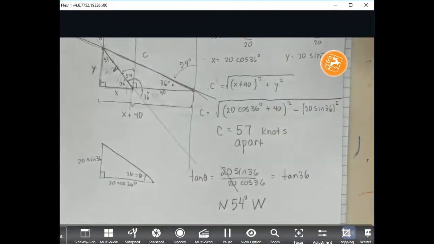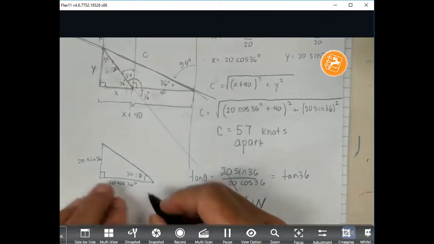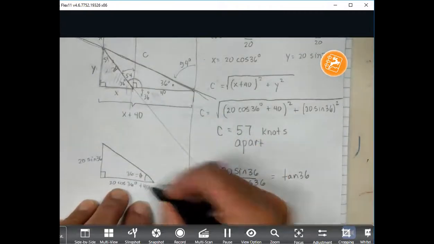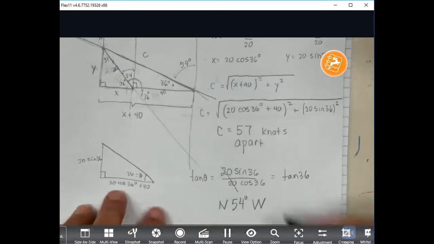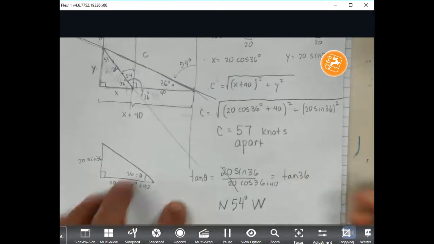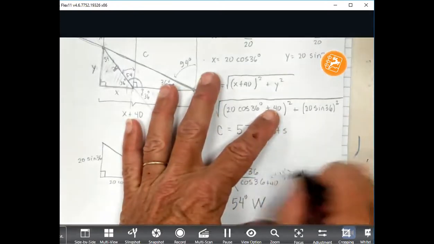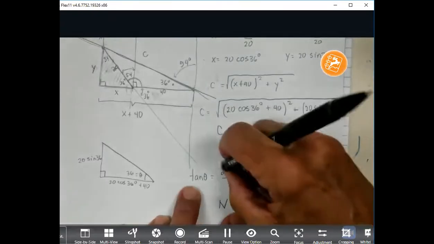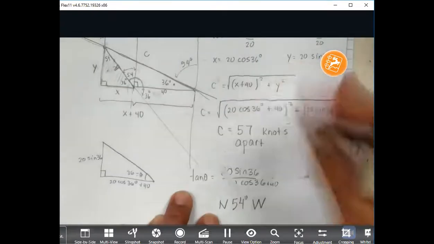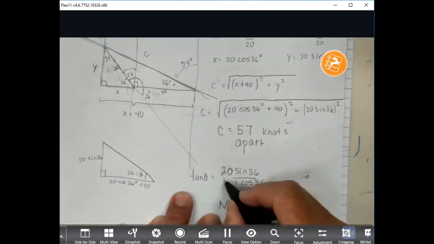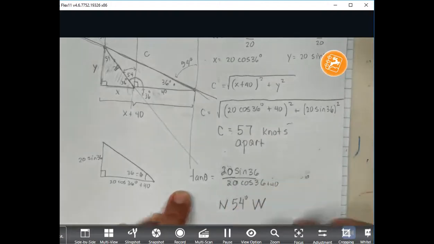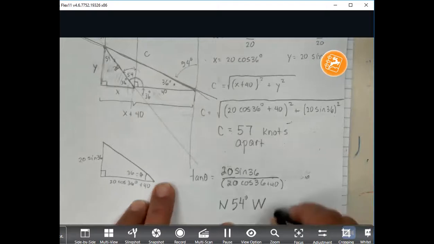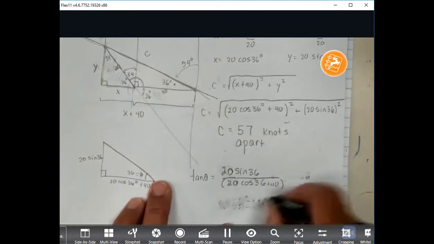Oh, I lost the x plus 40. Fudge, x plus 40. So I can't do that canceling. That's going to be plus 40. So let's keep working. Good eye on that one. I can't cancel the 20s. Let's keep that there. Let's go ahead and get that number, and then I want the inverse tangent of that number.